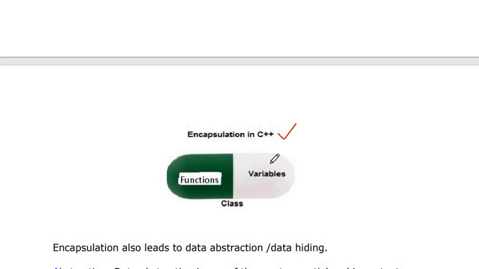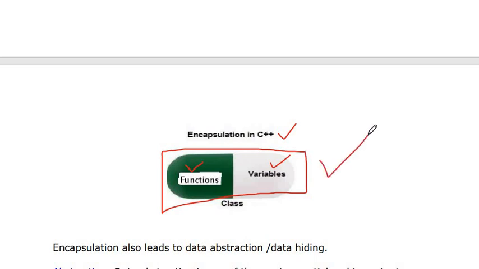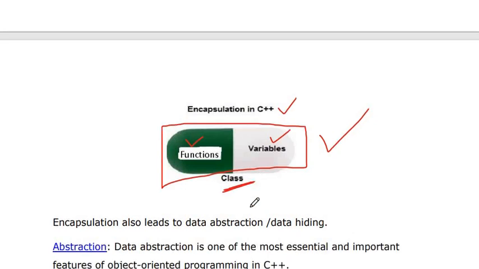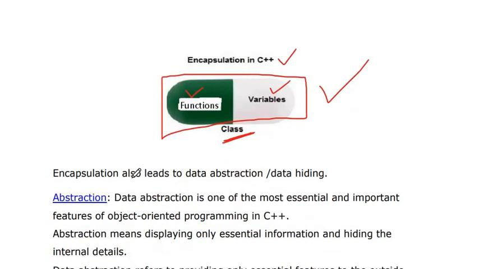Encapsulation in C++. Here we have combined variables, which means data members, and functions, which means member functions, into a single unit. This process is called encapsulation. Encapsulation is performed by a special tool. The tool is called class. Now, encapsulation also leads to data abstraction or data hiding.